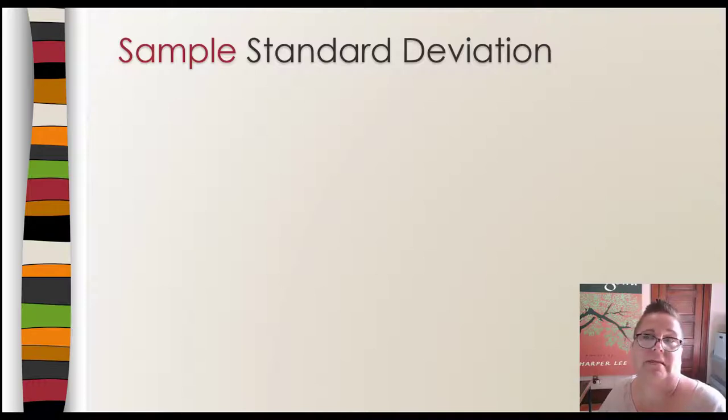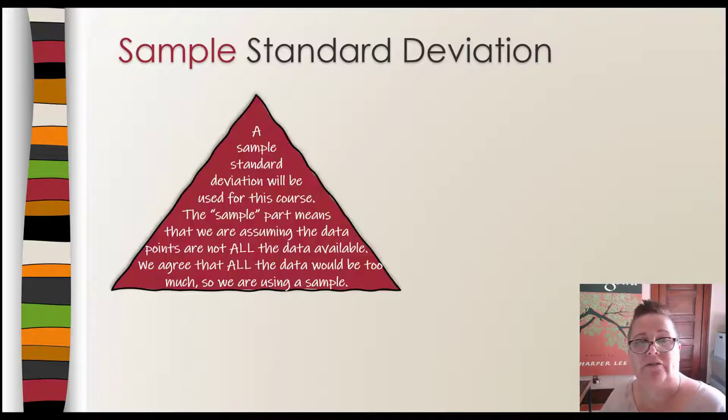Now, what we're going to be doing in this course is known as a sample standard deviation. The sample part simply means that we are assuming that we are not using all of the data points when we make our calculations. That all of the data points would be too much. So we're using a sample.